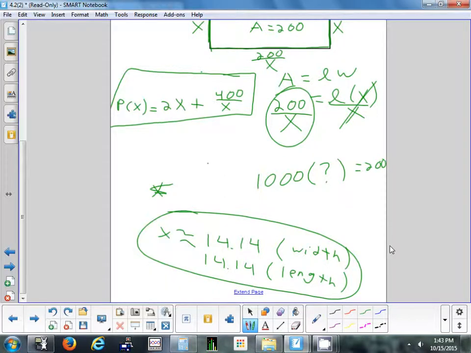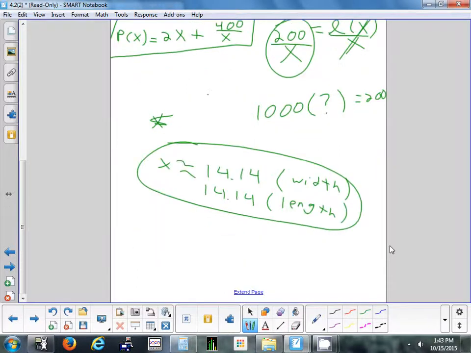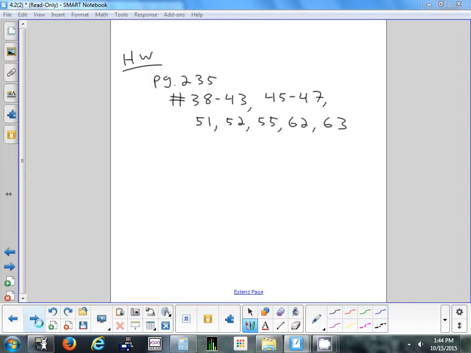Isn't 14 times 14 256? If you multiply these together, they'll multiply to 200. Try 14.14 times 14.14. Yeah, 199.9396. 199.93.